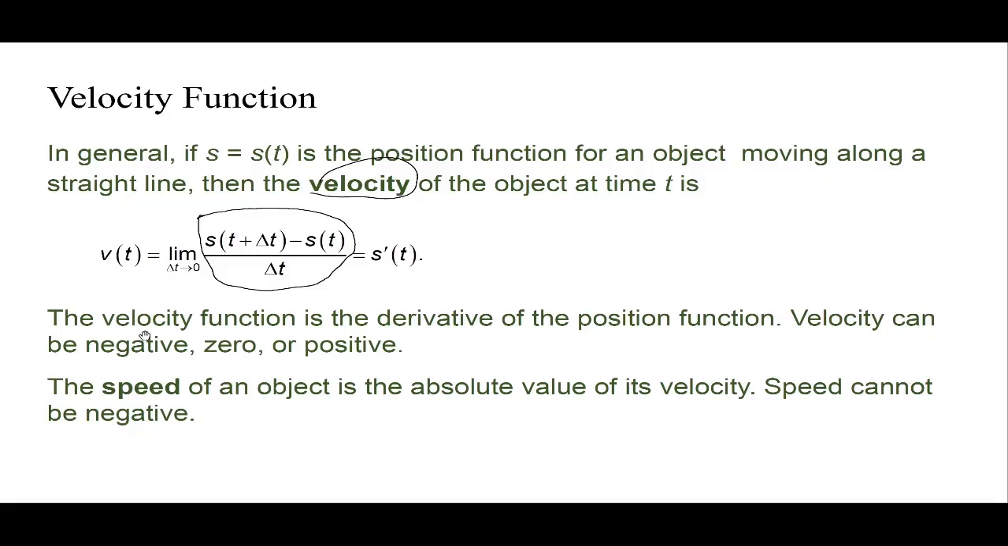Okay, the velocity function is the derivative of the position function. Velocity can be negative, 0 or positive. The speed of an object is the absolute value of its velocity. Speed cannot be negative. So if you are looking for the speed, find the velocity, make it positive. Okay, so that's section 3.2.